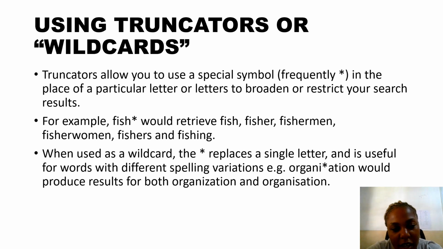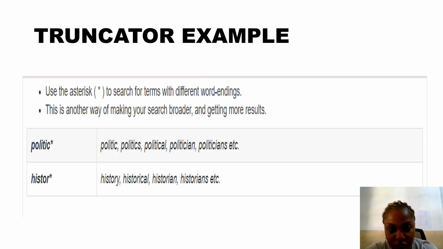So I hope you understand using truncators or wildcards, right? So this is a slide now showing you an example of the truncator. Remember I said you use a star, a star or asterisk. So this one makes your search broader and you get more results. For example, you are doing a study in politics. You can write politic and then you put a star at the end. So you get all papers that talk about politics, political, politician, politicians, and so forth.